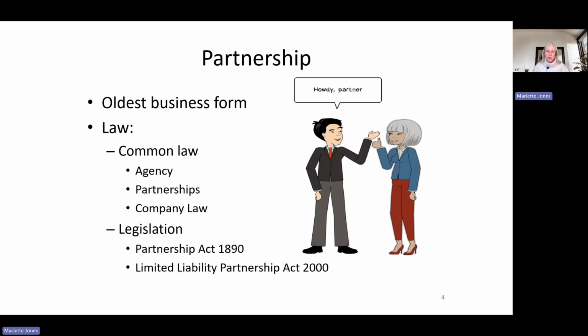The partnership is one of the oldest business forms, and it's deeply rooted in our common law. It operates under both the Partnership Act 1890 and, for limited liability partnerships, the Limited Liability Partnership Act 2000. At its core, a partnership arises from an agreement between two or more people to carry on a business together with a view to profit.